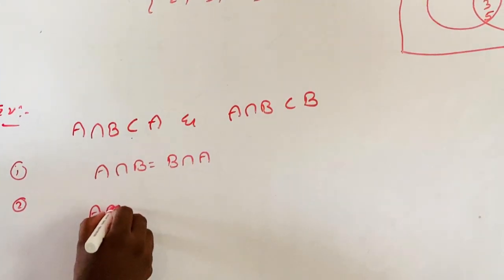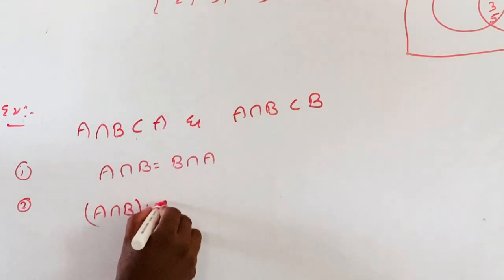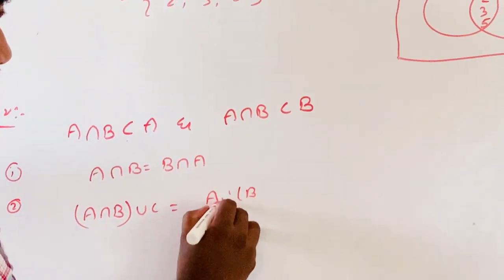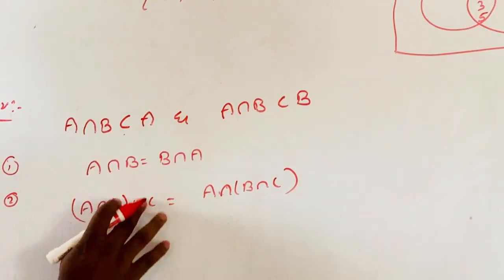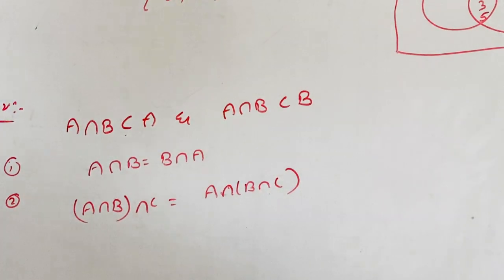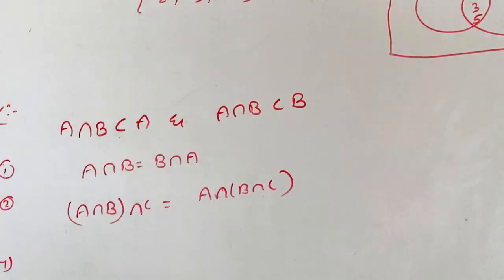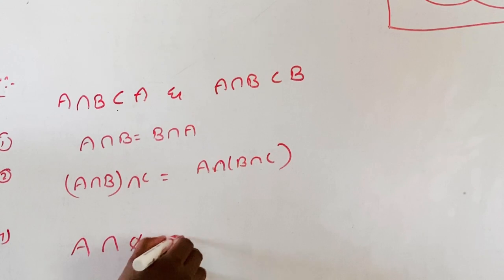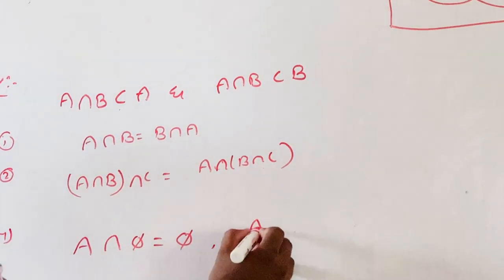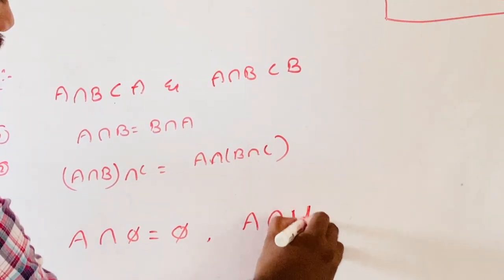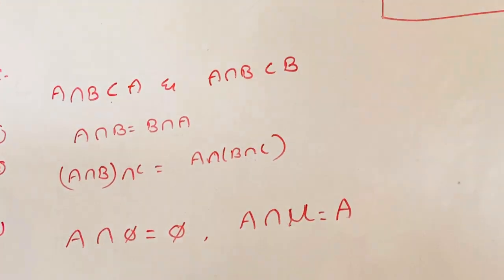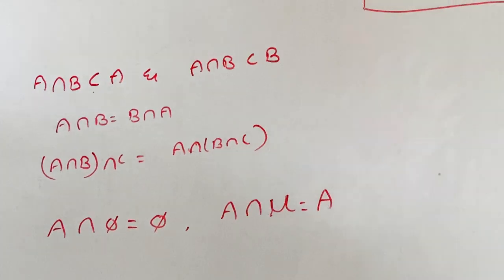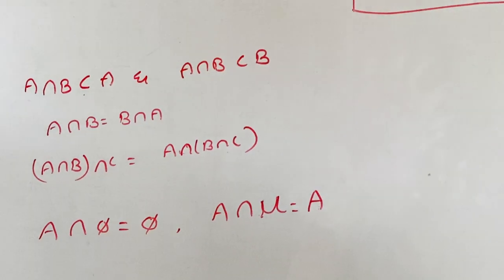Now, A intersection B intersection C is equal to A intersection B intersection C. Now, in this one, A intersection phi is equal to phi, and A intersection mu is equal to A. Now, these are the general properties of the intersection of sets.